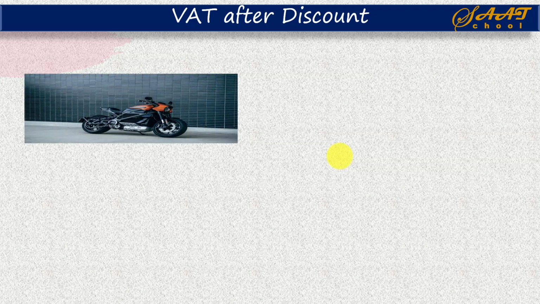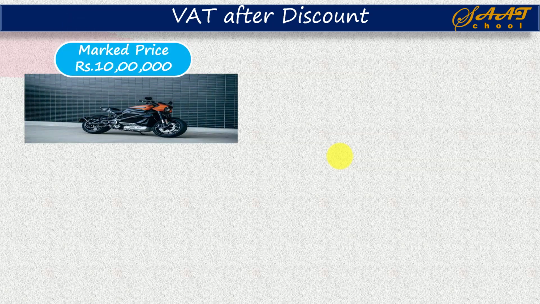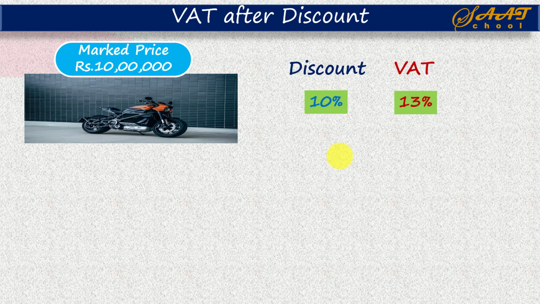Now we calculated the VAT amount and the price including VAT. Now how do we calculate VAT after discount? Let's suppose we have a bike and the market price for the bike is 1 million. Now if there is a discount of 10% as well as VAT of 15%, how do we calculate? Remember, this VAT is always calculated after discount.